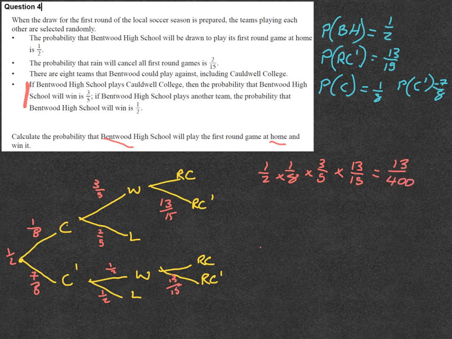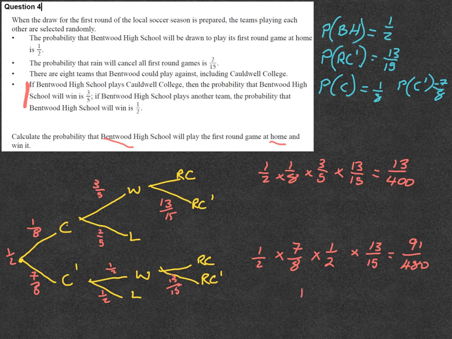And then down here, they play their first game at home. They're playing some other team apart from Caldwell. If they win this one, we've been told that the probability is a half, and the fact that it's not going to get cancelled is 13/15ths. So that comes out to be 91/480. So both of those are options for where they win at home for the first round.